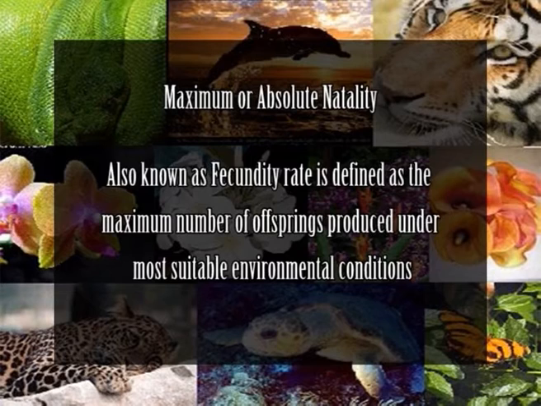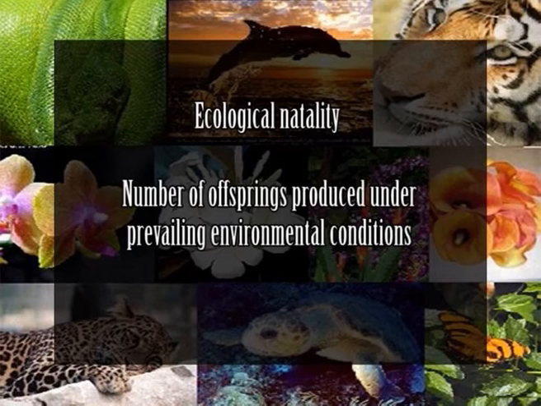Natality is of two types. First, maximum or absolute natality. It is also known as fecundity rate. This natality is defined as the maximum number of offspring produced under most suitable environmental conditions. This value is theoretical and constant for a given population. Now, second is the ecological natality. Ecological natality refers to the number of offspring produced under prevailing environmental conditions. It is also known as fertility rate.